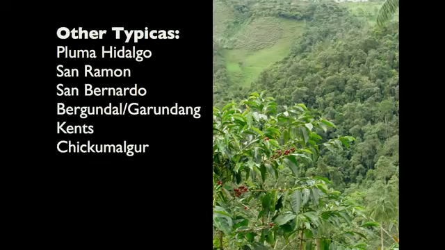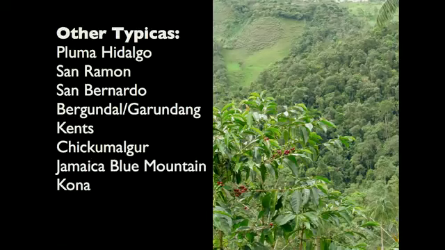Kents and Chikumalgur are the Typicas that we have associated with India. Jamaica Blue Mountain and Kona are the Typicas that we associate with the islands of Jamaica and Hawaii, respectively. So you can see that the Typica strain made its way all throughout the world and has taken on the properties of the places where it was planted.